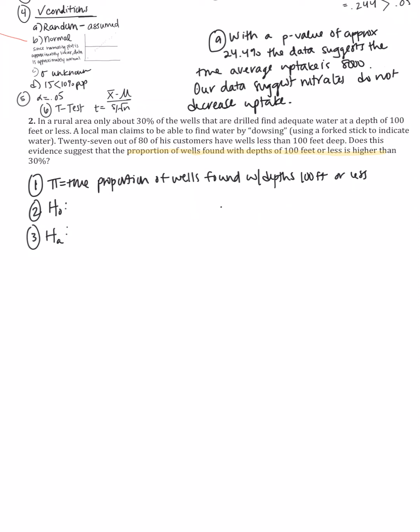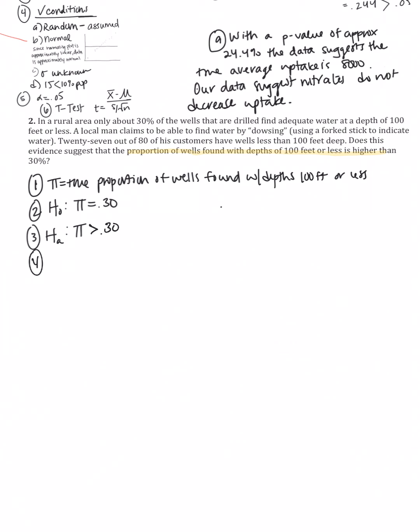So, only about 30% of the wells that are drilled find adequate water. So we're claiming initially 30%. 27 out of 80 of its customers have wells less than 100 feet deep. Does this evidence suggest that the proportion of wells found with depths of 100 feet or less is higher than 30%? So we're saying greater.